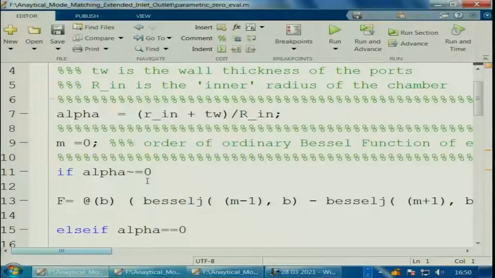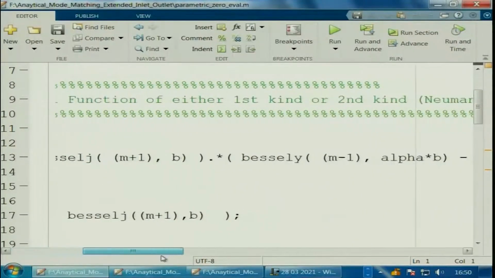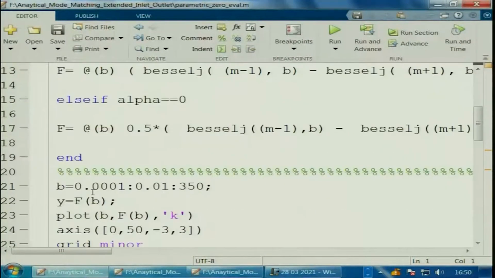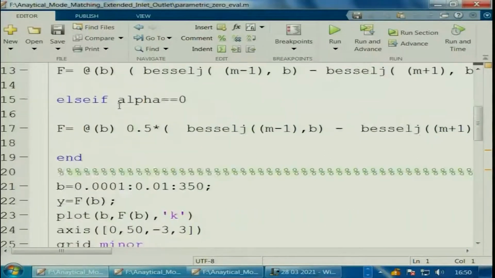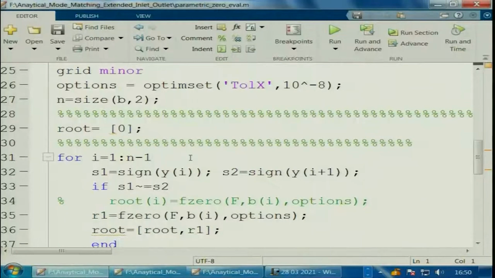This is the function that is defined, and if alpha is 0, that is, if we are considering the modes of the full cavity or the full chamber, then this function can be defined. This function can also be used to get the resonance frequencies of the port, that is, inlet and outlet port. Then, using the root bisection method, we define these functions and plot them. This plots the function, and then using the root bracketing method, it looks for a change of sign.